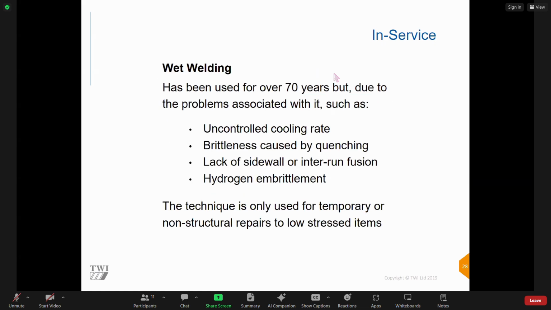So our repair methods then. Wet welding has been used for over 70 years, but due to the problems associated with it, such as uncontrolled cooling rates, brittleness caused by quenching, lack of sidewall fusion, and hydrogen embrittlement, this technique is only used for temporary, non-structural repairs, low-stressed items. Yeah. We do have a better understanding of the process, better consumables. We can do structural repairs with wet welding, okay, but they must be done with multiple passes. You couldn't just do one weld.